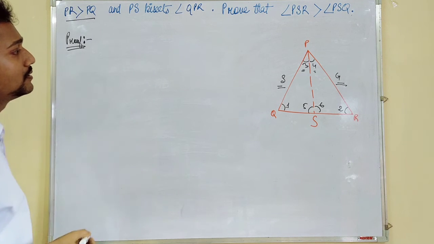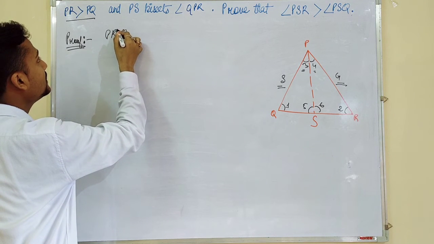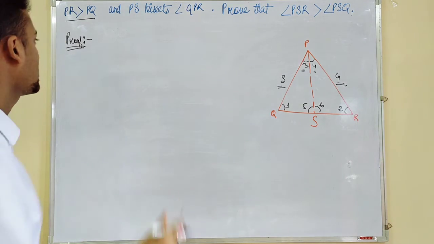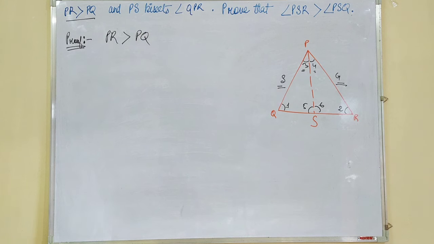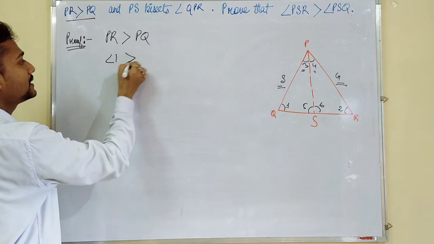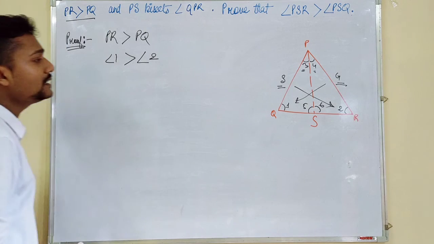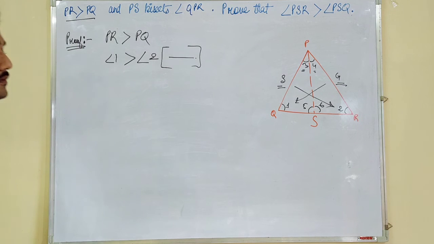Okay. So what is given? PR is greater than PQ. If PR is greater, that means what? Angle 1 will be greater than angle 2. This will be greater and this will be smaller, isn't it? So what is the theorem or the reason behind that? You will write it on your own. We have discussed it again and again. So angle 1 is greater than angle 2.